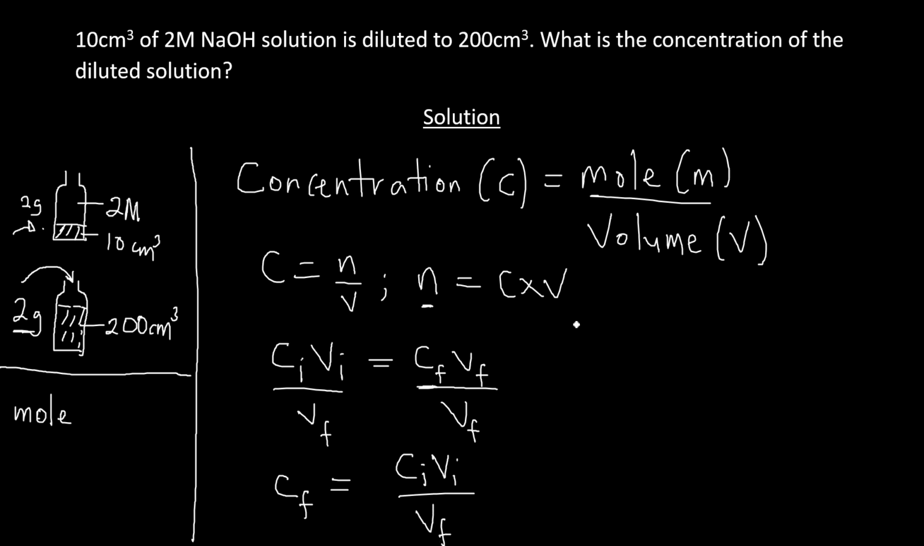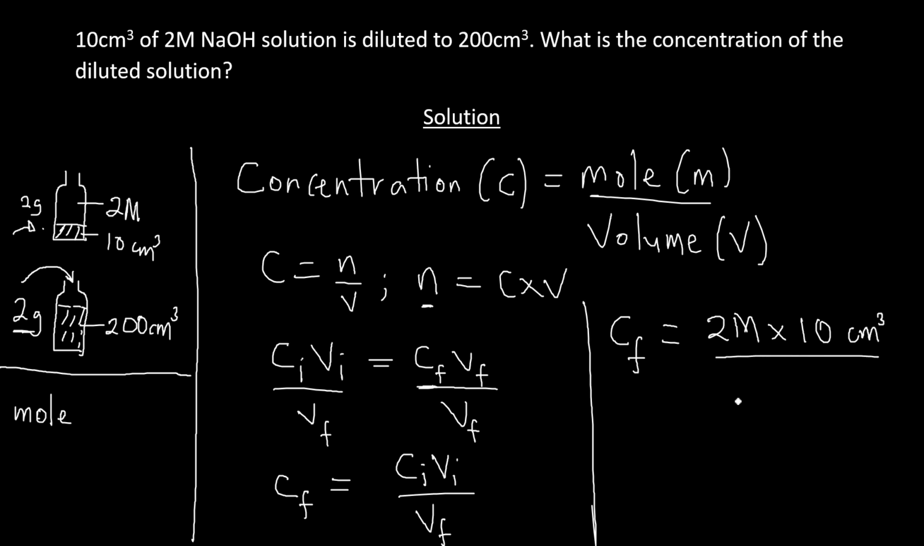So let's proceed over here. The final concentration will be equal to, what is our initial concentration? Our initial concentration is 2 molar, times the initial volume, which is 10 cm cube, divided by the final volume, which is 200 cm cube. So what is the final answer after punching this on the calculator? Our final answer is 0.1 molar. So that's the final concentration, or the concentration of the diluted solution.